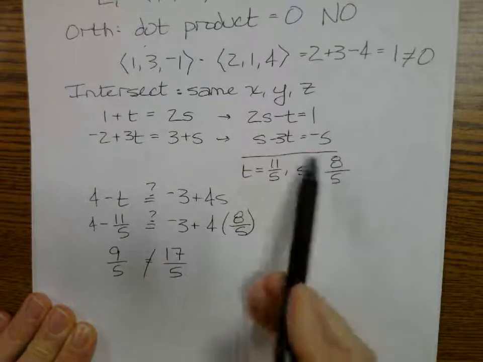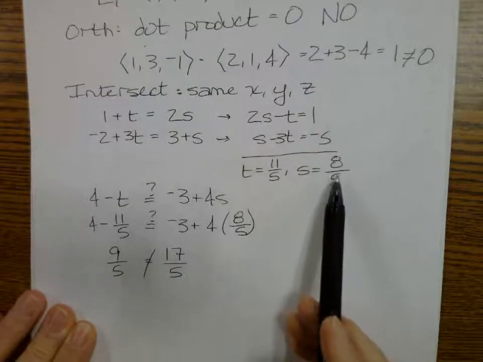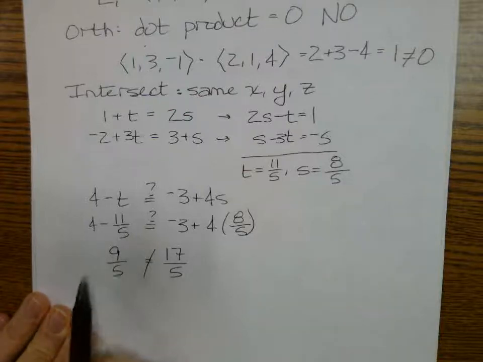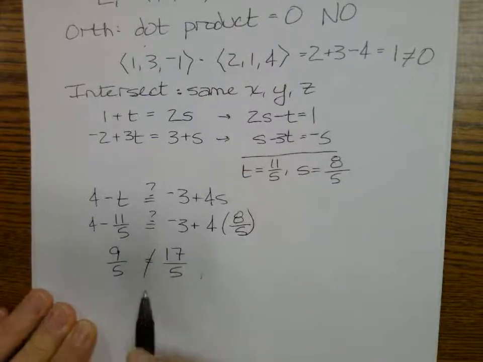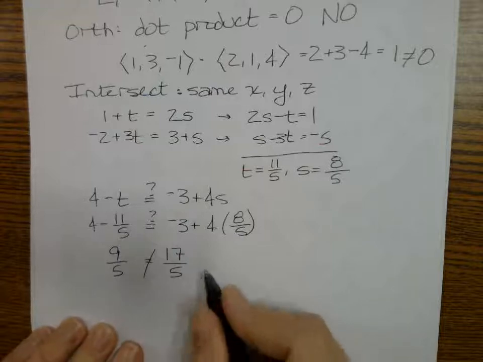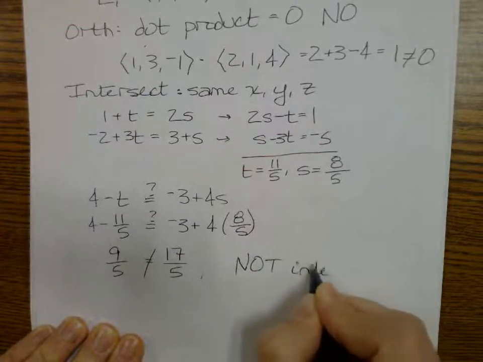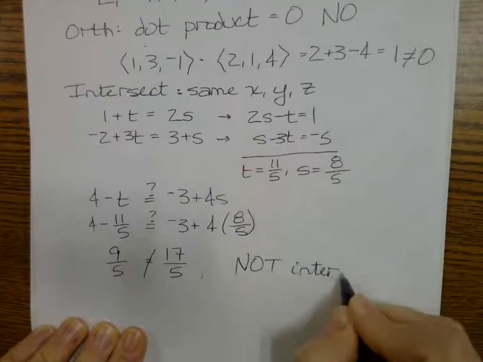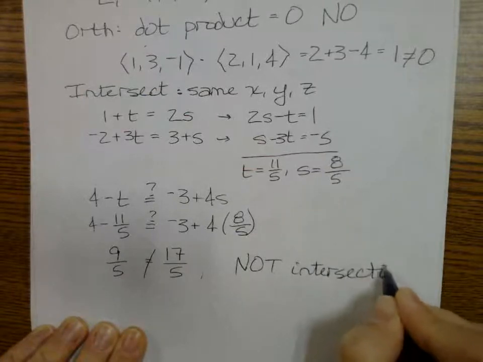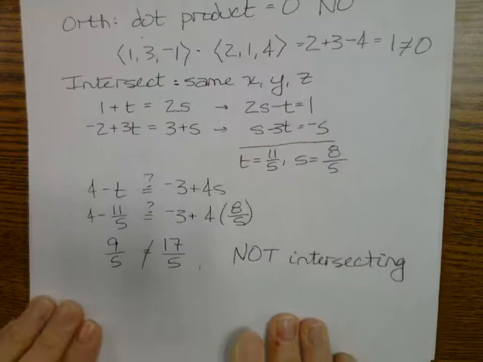So it looked good for a minute. We found s and t so that my x and y coordinates were the same. But when x and y are the same, z is different, which means they don't intersect. Which only leaves one possibility. These two lines must be skew.